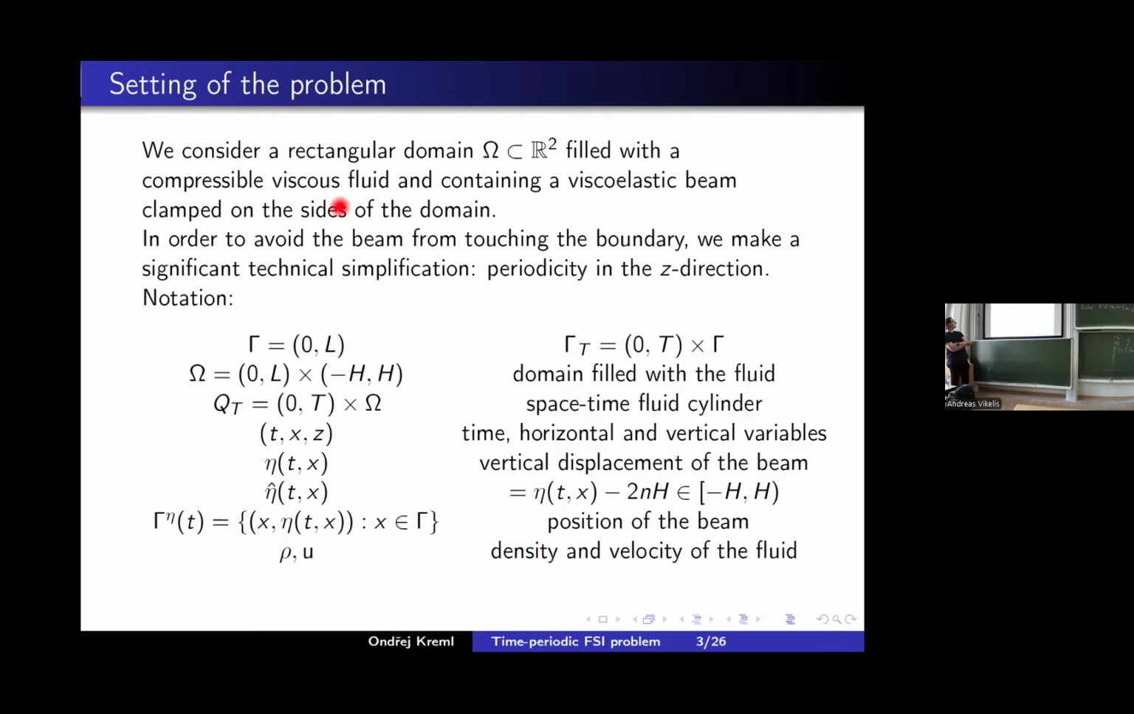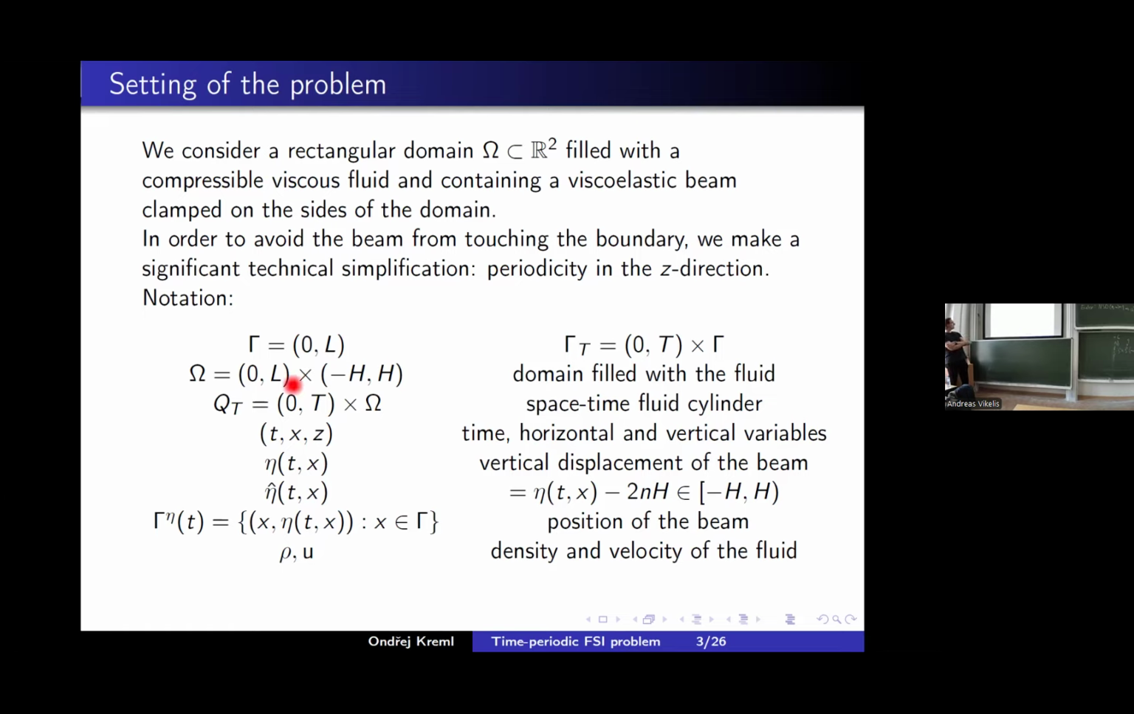And so what is somehow crucial here is the periodicity in the vertical direction. In order to prevent any kind of contact problems between the beam and some sort of boundary, we simply prescribe that the problem is periodic in z direction, which then implies that there a priori cannot be any problems with the beam touching any kind of boundary.